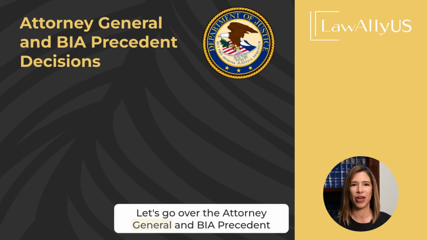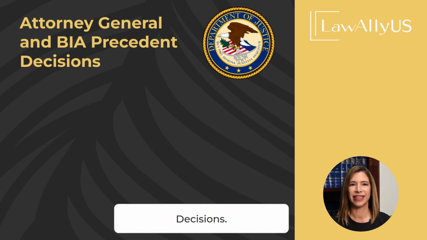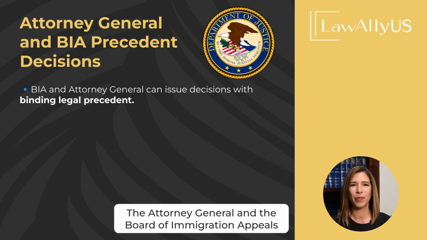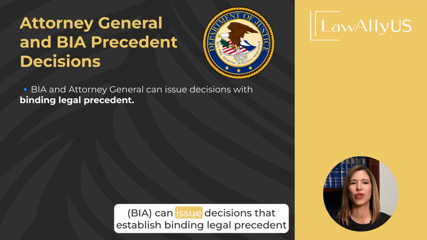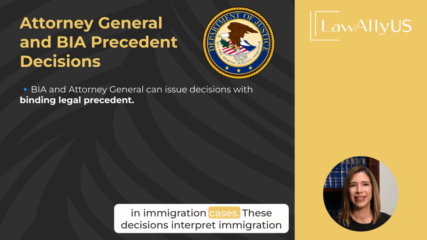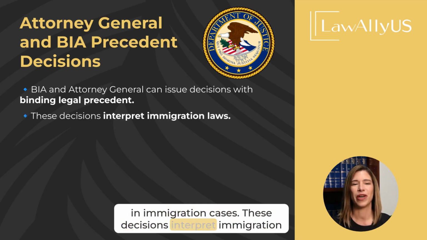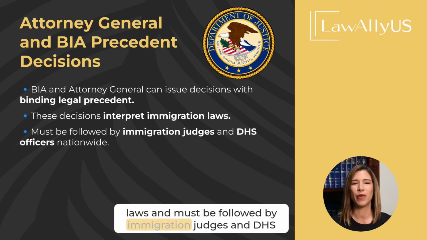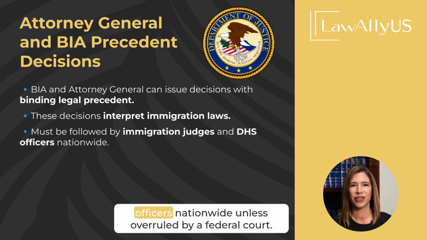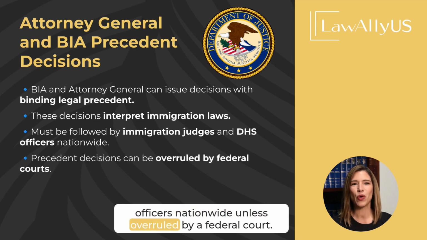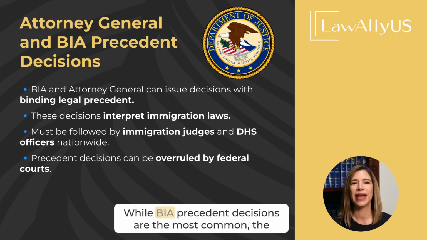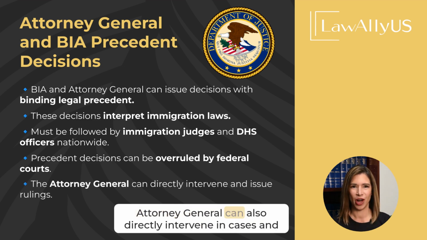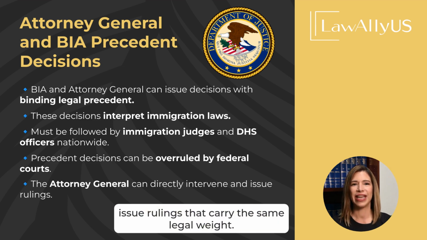Let's go over the Attorney General and BIA precedent decisions. The Attorney General and the Board of Immigration Appeals, BIA, can issue decisions that establish binding legal precedent in immigration cases. These decisions interpret immigration laws and must be followed by immigration judges and DHS officers nationwide unless overruled by a federal court. While BIA precedent decisions are the most common, the Attorney General can also directly intervene in cases and issue rulings that carry the same legal weight.